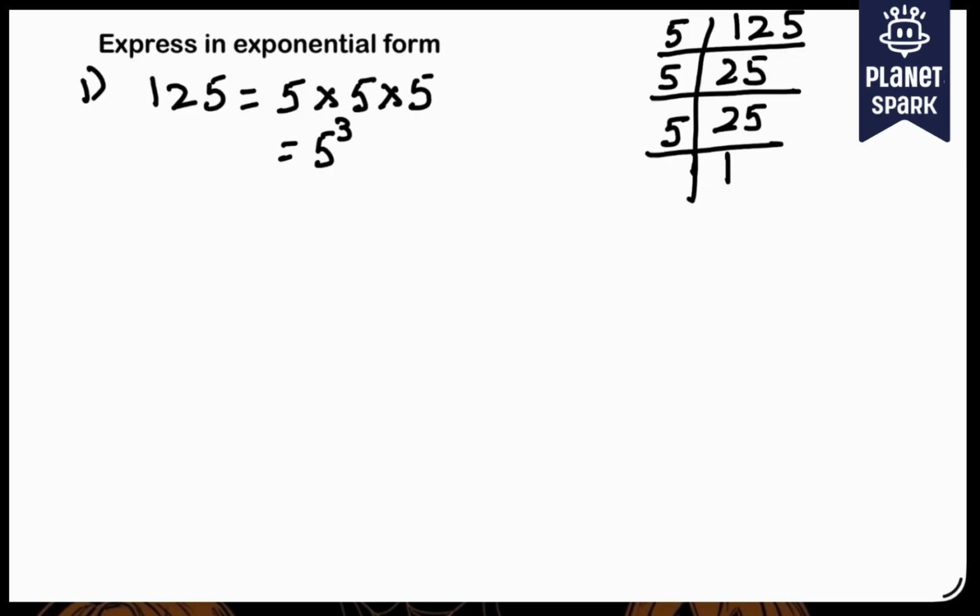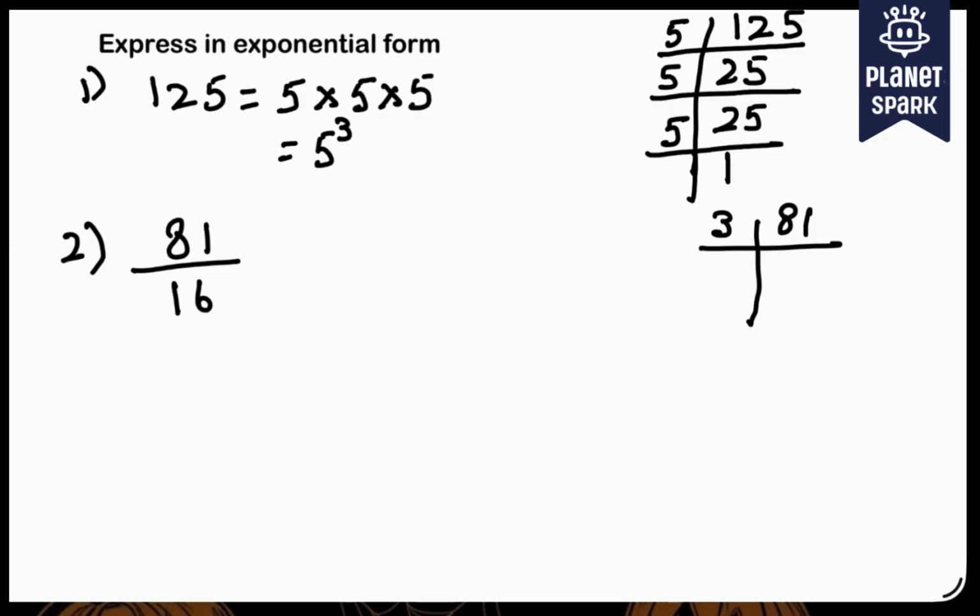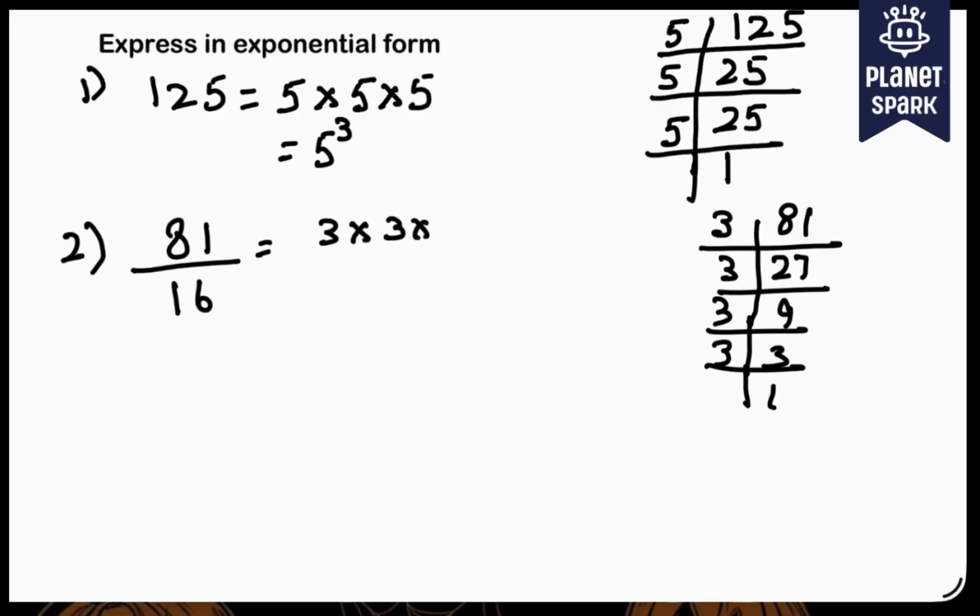Coming to the next one, just remember that we have to do the prime factorization only. We just have to divide it using prime factors. 81 over 16. 81 is divided by 3, I'll get 27. Further it is divided by 3, I'll get 9. Further by 3, I'll get 3, and 3 divided by 3 gives me 1. So 3 is coming how many times? 4 times. So it is 3 into 3 into 3 into 3.